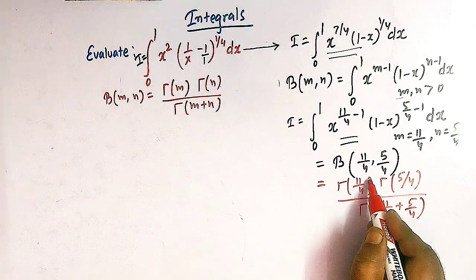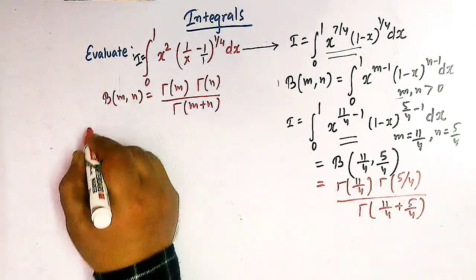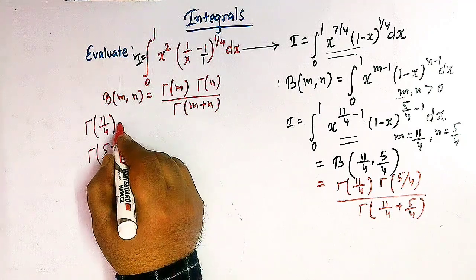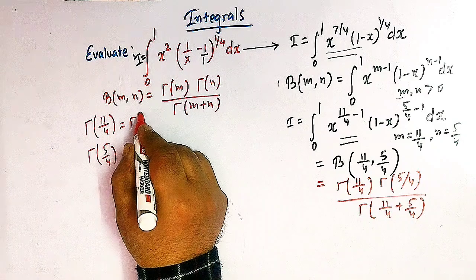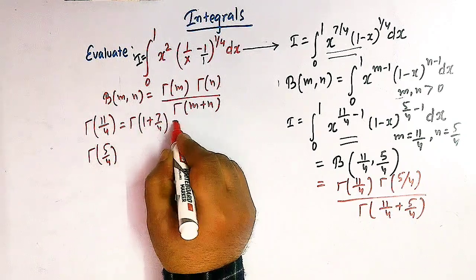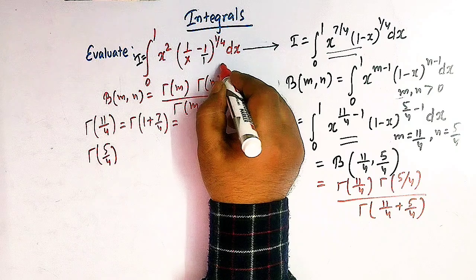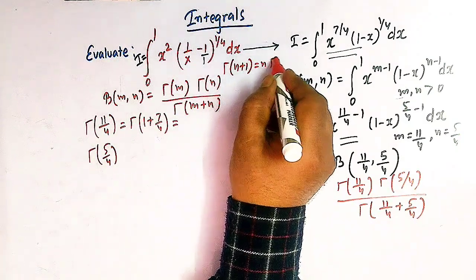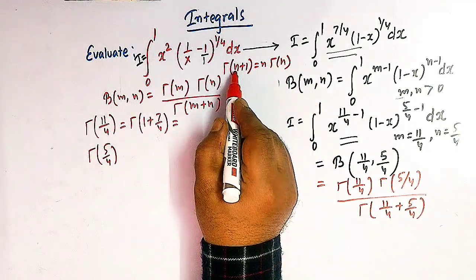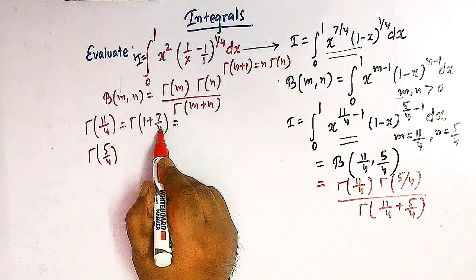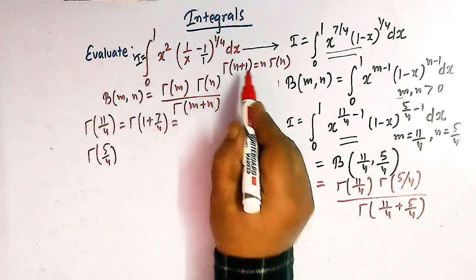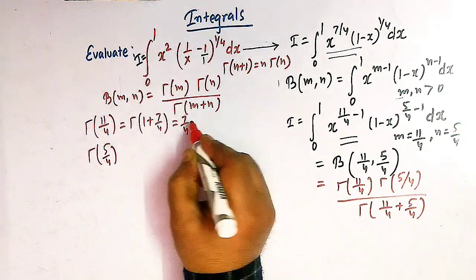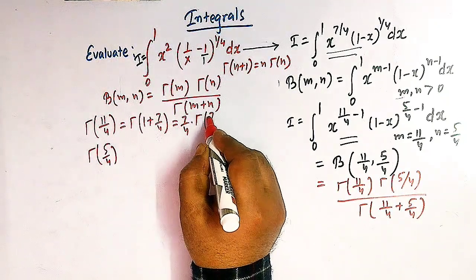Okay, so now we'll simplify these two terms, that is gamma of 11 by 4 and gamma of 5 by 4. So gamma of 11 by 4 can be written as gamma of 1 plus 7 by 4, and through this relation, that is gamma of n plus 1 is given by n times gamma of n, where n is some fraction. So here we have gamma of n plus 1, so n is 7 by 4. So gamma of n plus 1 can be written as n times gamma of n. So here we have 7 by 4 times gamma of 7 by 4.